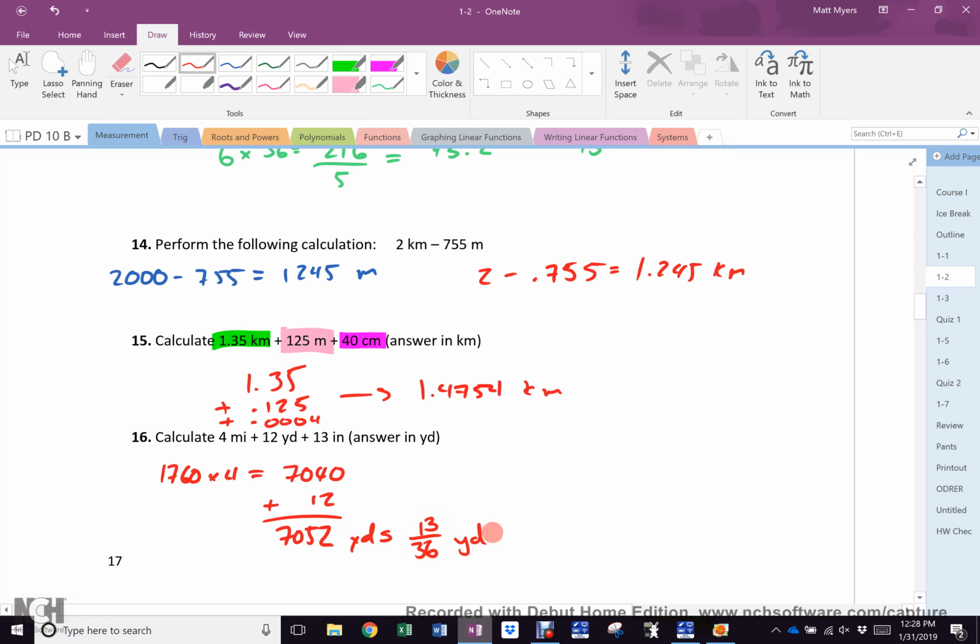Now, is that how we say a measurement? Am I 5 7/12 of a foot tall? Technically, yes, but what do I say? 5 feet 7 inches. So what should I really do here? I should really do 7,052 feet, yards, and then 1 foot and 1 inch. Does everybody understand why? This is acceptable.